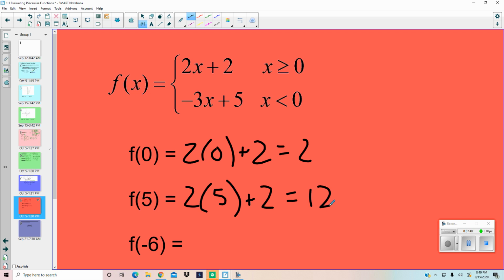F of negative 6, that's the bottom. That's a number that's less than 0. So then I take negative 3 times negative 6 plus 5. So I get 18 plus 5, which is 23.